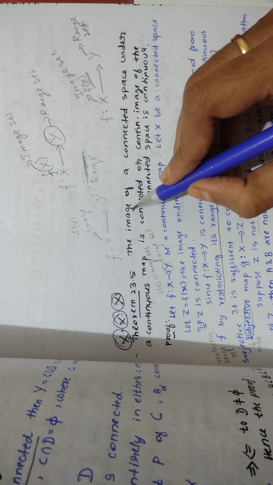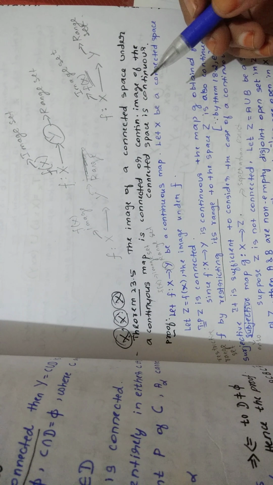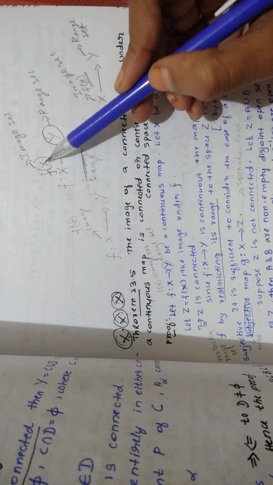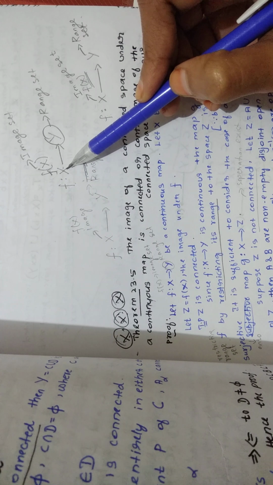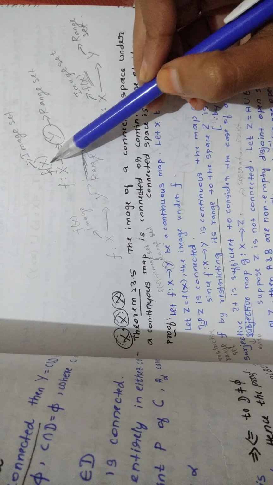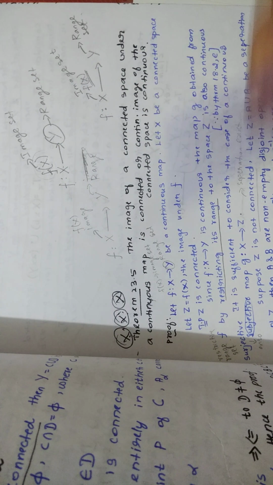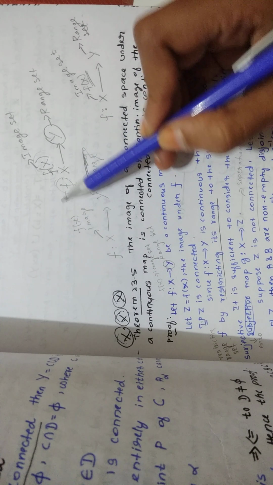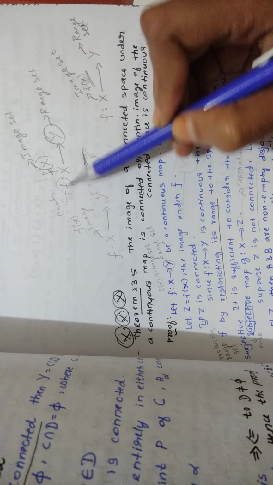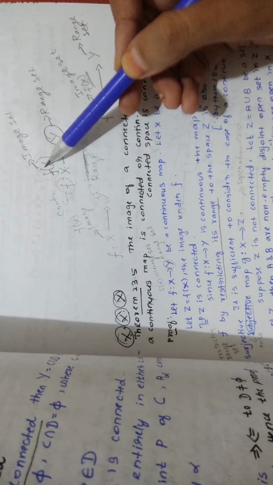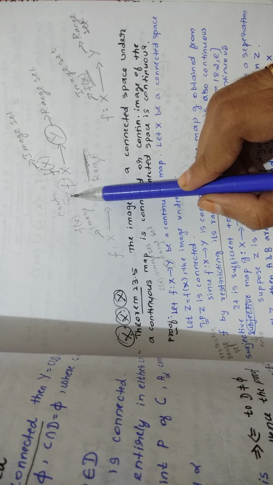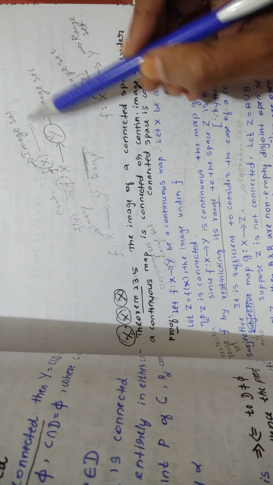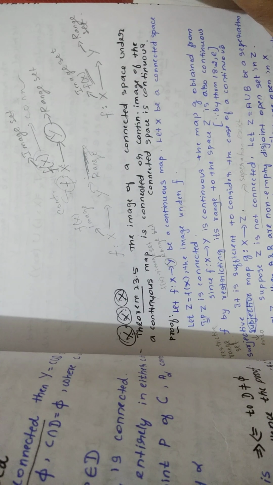Now read the statement. The image of a connected space means what? What are they talking about? Image of the connected space means they are talking about f of x. This x is a connected space, I told you. So, image of the connected space under a continuous map. This f is continuous, okay? They are saying this map, this f is continuous. The image of a connected space under a continuous map is connected. That is, you have to prove this f of x is connected. That is what we are going to prove, okay?